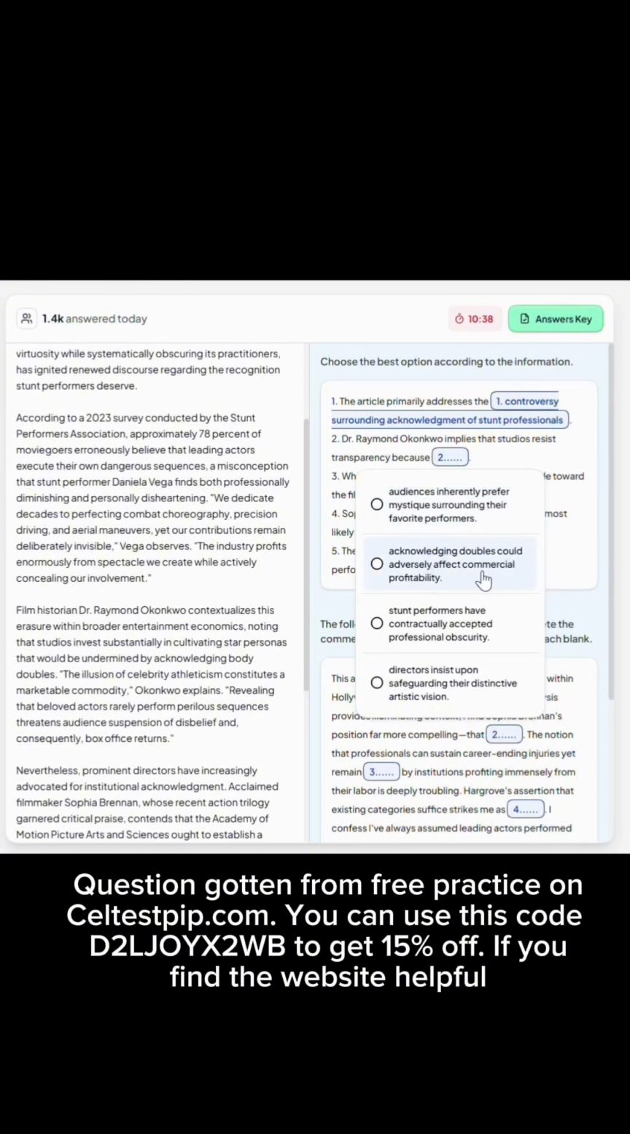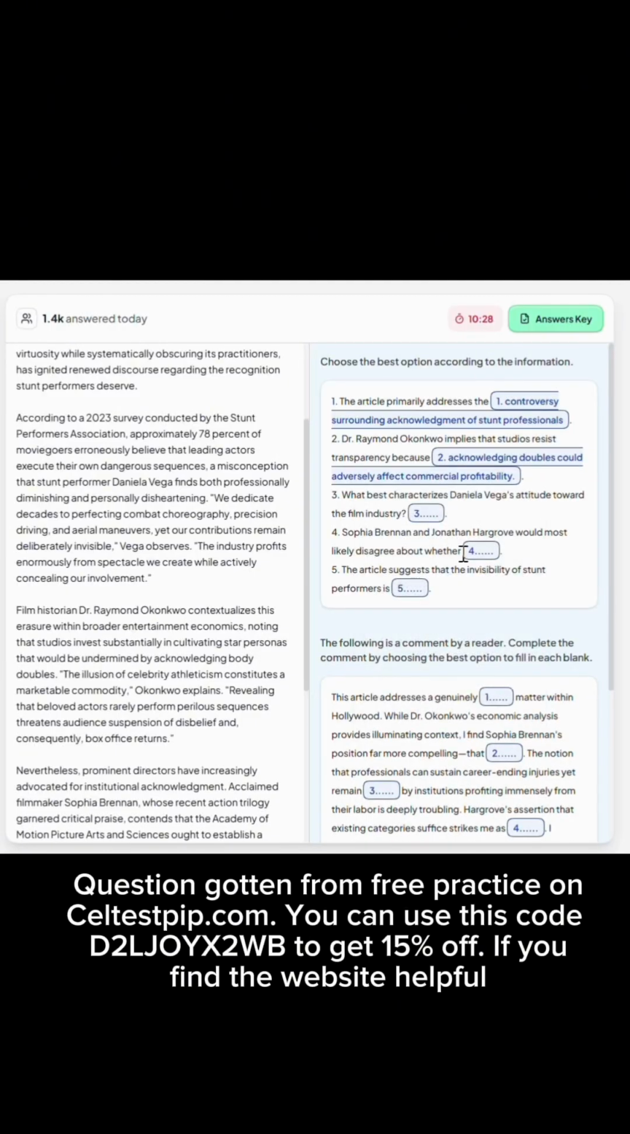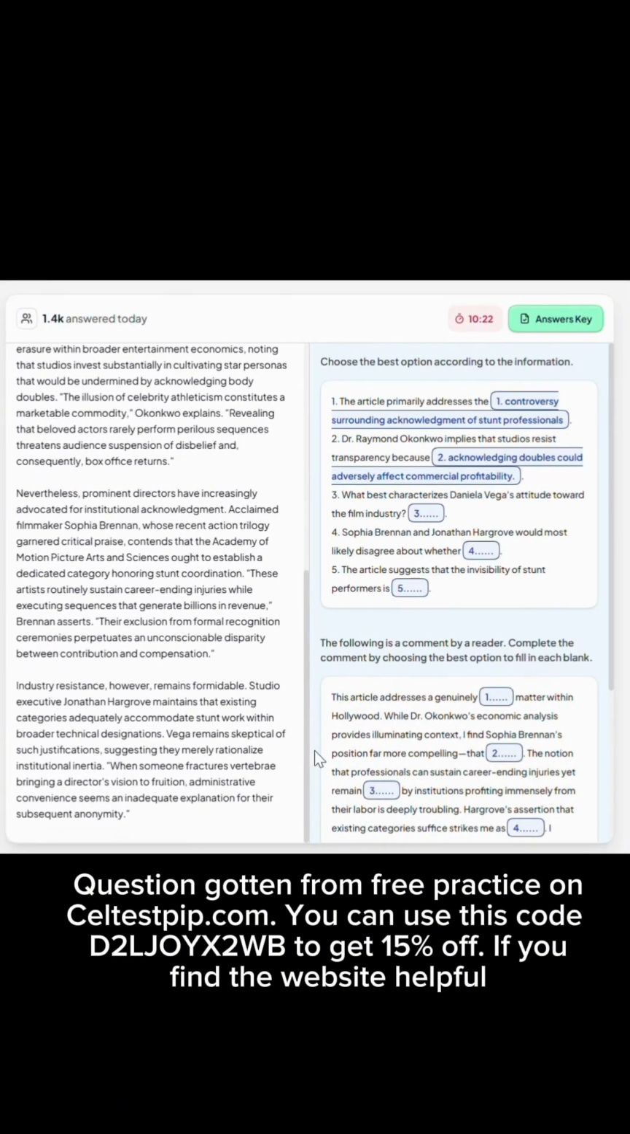said there. Note that it's hard for you to see it directly the way it's stated there, but they will always paraphrase it so that it means the same thing. So you are reading for meaning. So this one now, because she is talking about acknowledging why they are not acknowledging the stunt professionals, I picked my answer, which is number two.